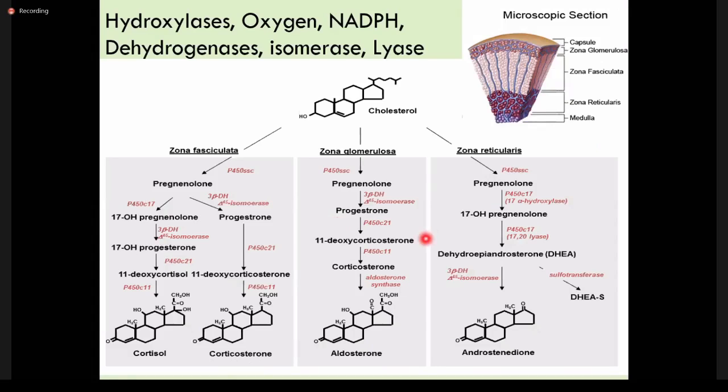So basically, we need these kinds of enzymes, and I don't want you to memorize every specific enzyme in these pathways.